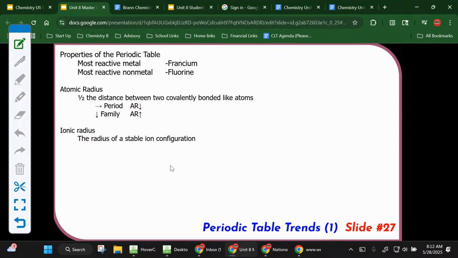What's the charge on period? I'm sorry, I said it wrong. What is the charge on group 1 of your periodic table? +1. So they will all lose 1 electron.